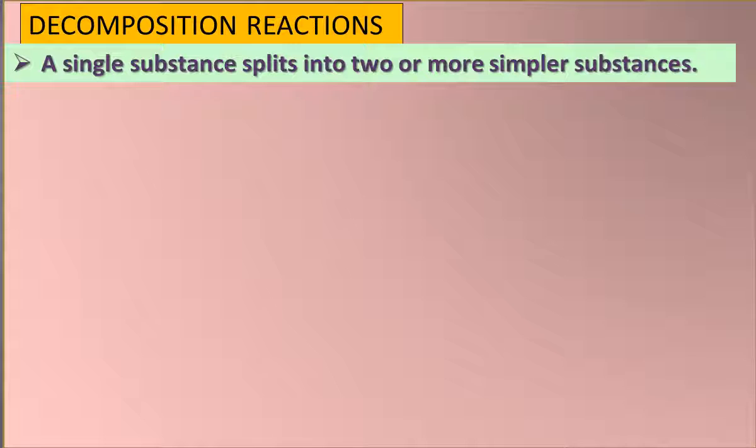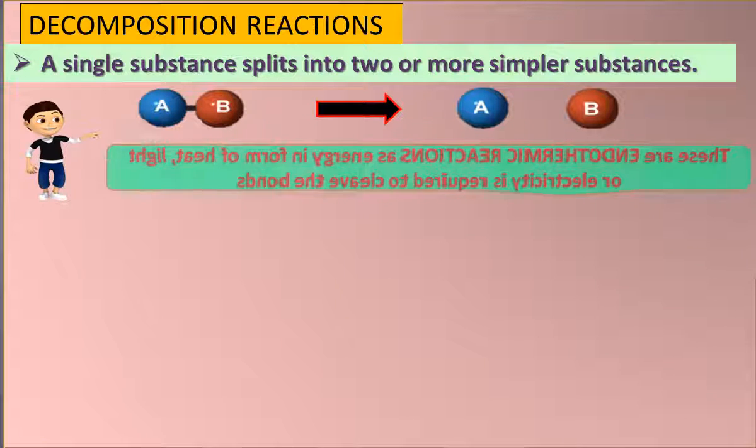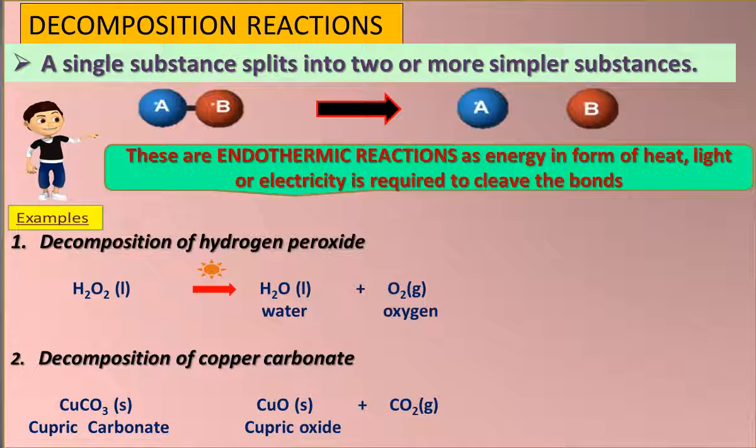Now, decomposition reactions are those where a single substance splits into two or more simpler substances. As shown in this figure, AB was a single compound that split into two simpler substances, A and B, separately. These are the endothermic reactions, so energy is needed to cleave the bonds. Examples: decomposition of hydrogen peroxide in the presence of sunlight and the decomposition of copper carbonate, as shown in this.